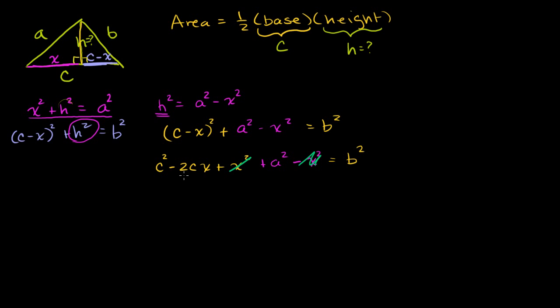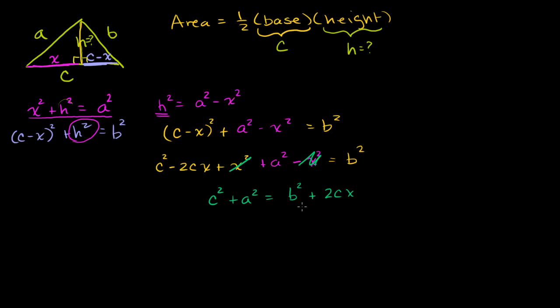And let's add the 2cx to both sides of this equation. So now our equation would become c squared plus a squared, I'm adding 2cx to both sides. So you add 2cx to this, you get 0, is equal to b squared plus 2cx. All I did here is I canceled out the x squared, and then I added 2cx to both sides of this equation. My goal here is to solve for x. And once I solve for x, then I can solve for h and apply that formula.